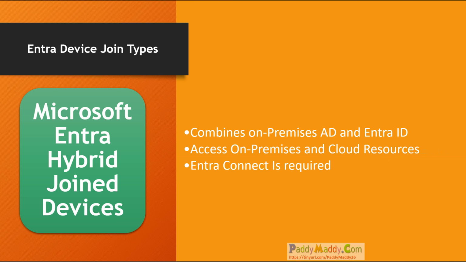To use this type of Entra device join type, you need to deploy Microsoft Entra Connect on one of your on-premises servers so that the identities can be synced from your on-premises Active Directory to Microsoft Entra ID. Or you can also use Microsoft Entra Cloud Sync, which can be another option to sync your identities from your on-premises Active Directory to Microsoft Entra ID.